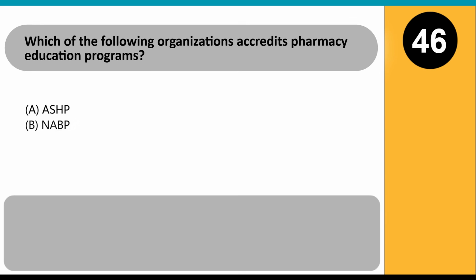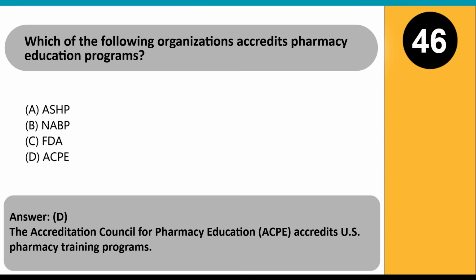Which of the following organizations accredits pharmacy education programs? A. ASHP. B. NABP. C. FDA. D. ACPE. Answer: D. The Accreditation Council for Pharmacy Education, ACPE, accredits U.S. pharmacy training programs.